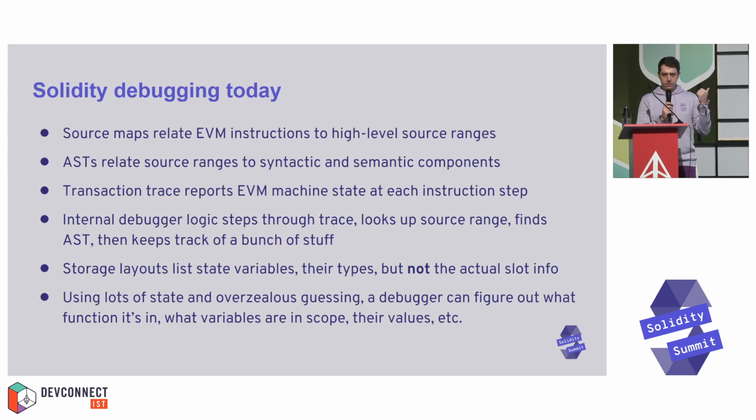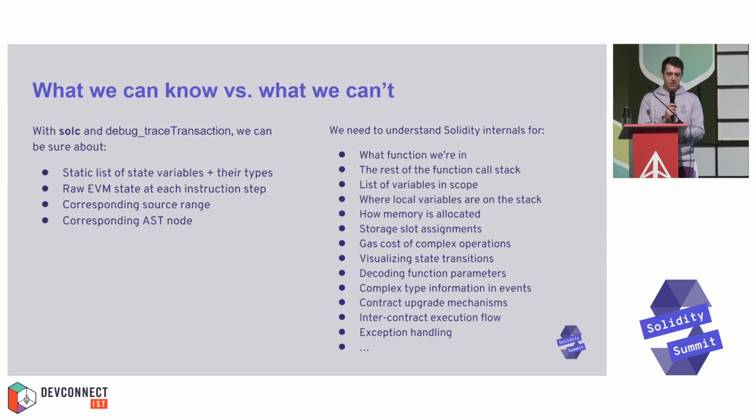Also note that Solidity gives storage layout, but it doesn't contain actual slot information. It contains enough information that you could derive the slots, but it's not quite so easy. Basically, building a debugger requires you to know the internals of the compiler. Let me go over what we can know. We have the source maps, we have the storage layout, we can get the source ranges from the instructions, and we can get the AST node from the instructions.